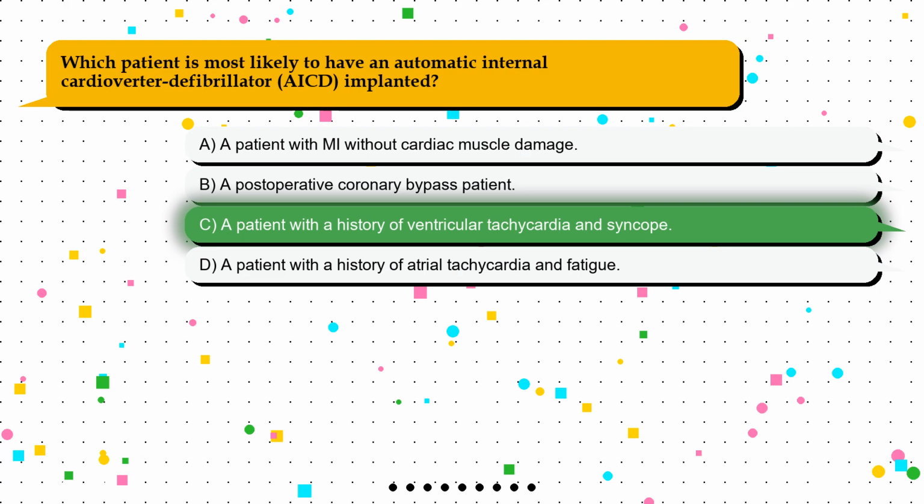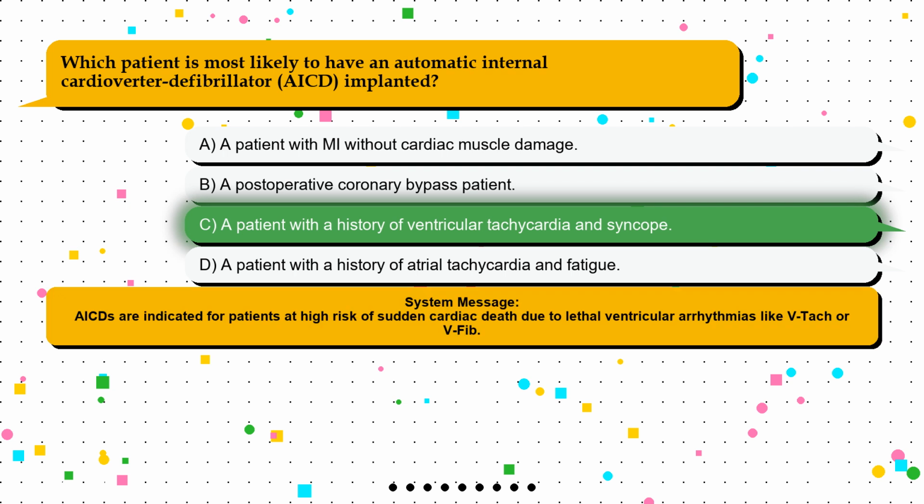The correct answer is option C. A patient with a history of ventricular tachycardia and syncope. AICDs are indicated for patients at high risk of sudden cardiac death due to lethal ventricular arrhythmias like VTach or VFib.